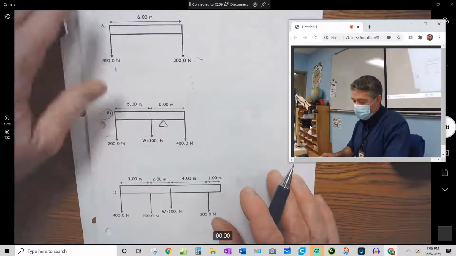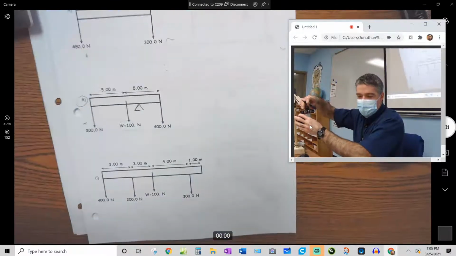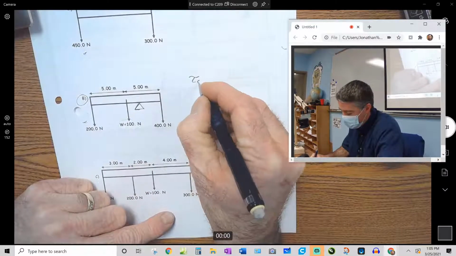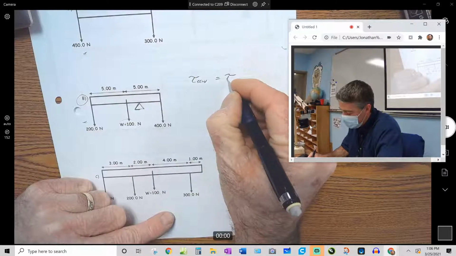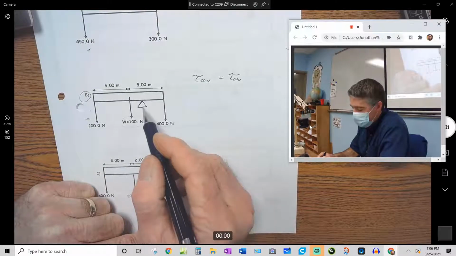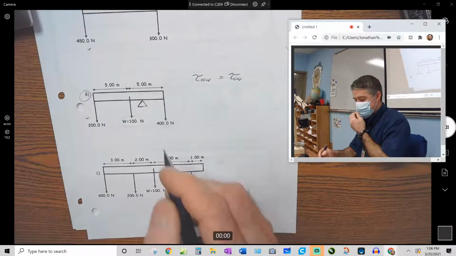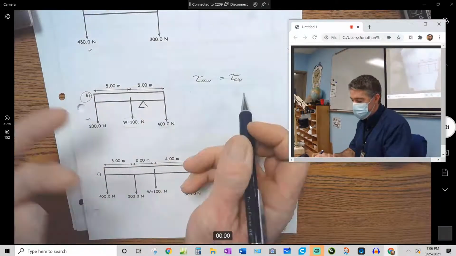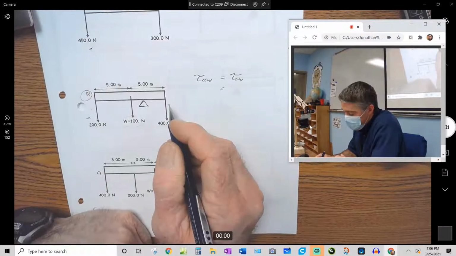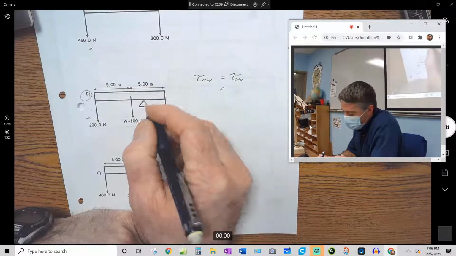The secret to it, or the crux of this whole thing, again, is just balancing torques. So I'm just going to start like I've started everything else. Torque counterclockwise equals torque clockwise. But if I don't decide where exactly this is, or come up with some ways to describe these distances, then I can't calculate any torques. So I'm going to introduce a variable.